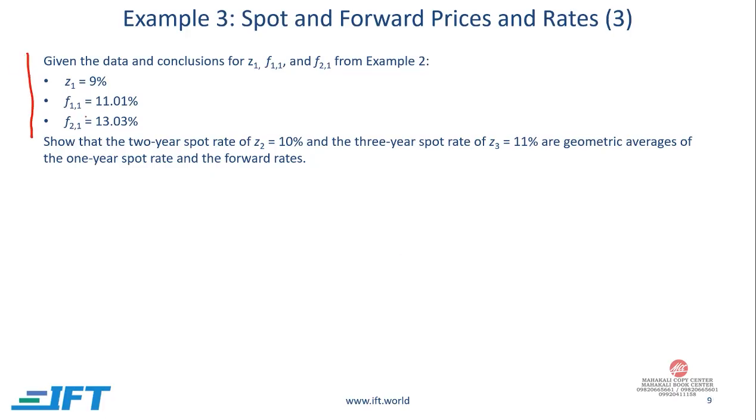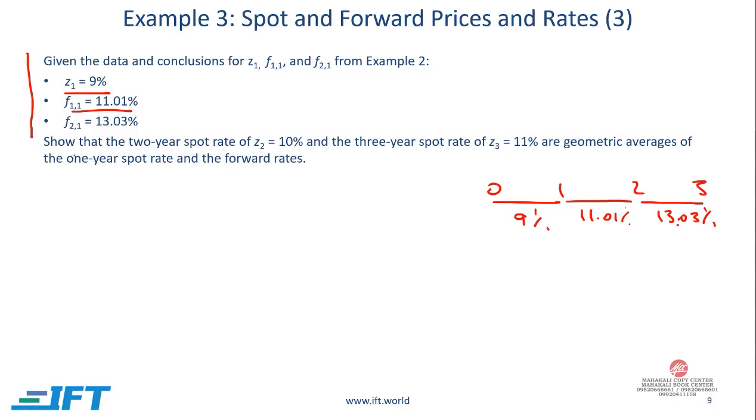Here we are given data from previous examples. So Z1 is 9%. F11 is 11.01%. And then we have F21, 13.03%. So this is time 0, time 1, time 2, time 3. This is information we have calculated or information we've been given before.